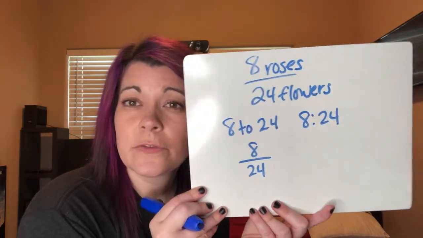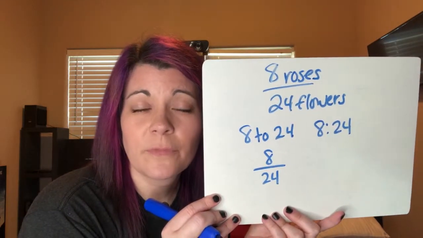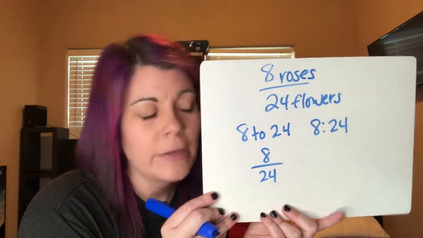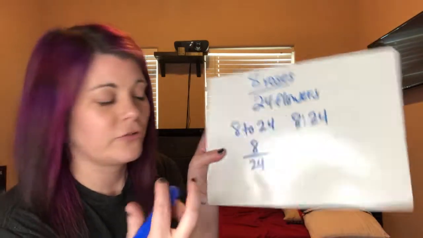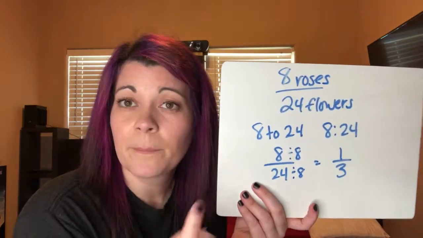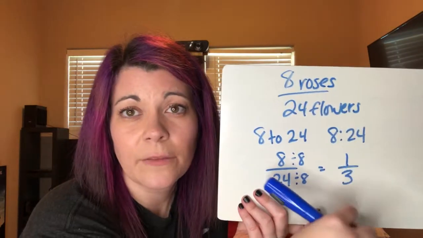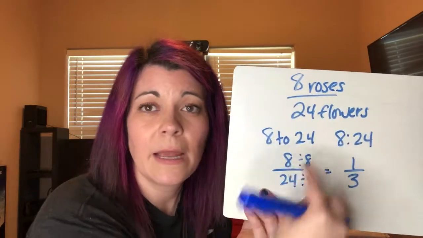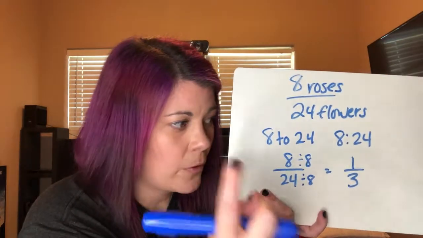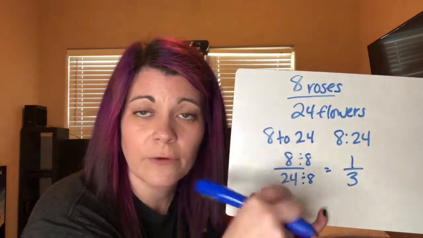Now ratios can be expressed in simplest form. So just like we reduce a fraction, we can reduce a ratio. 8/24 can be reduced down to 1/3 because we can divide them both by 8. So then you can rewrite it all 3 different ways as 1 to 3. So 1 rose for every 3 flowers.